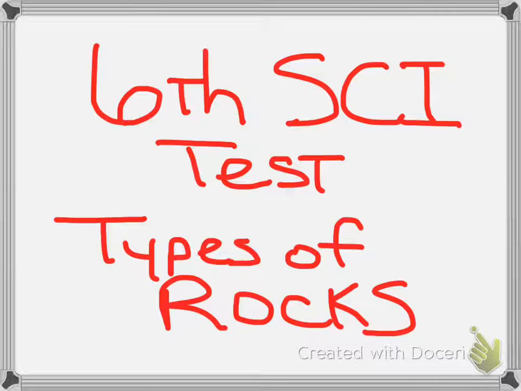5. Rocks are classified by A. how they were formed, B. when they were formed, C. where they were formed, or D. their color when formed.